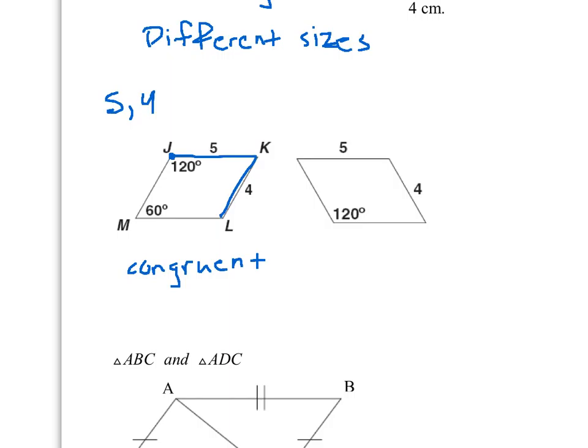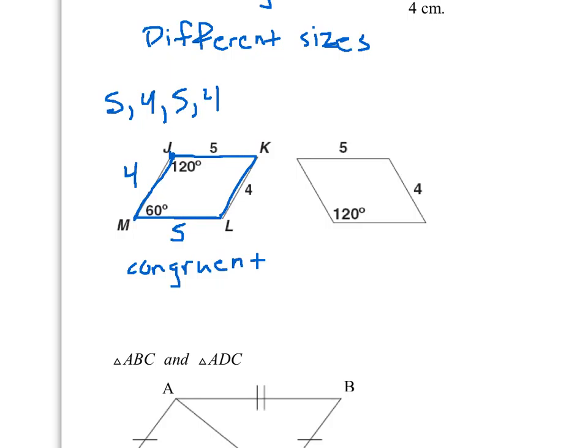Wait, what about this one? This one's not labeled. It's 5 because what? Same as the top, because it's a parallelogram. 5, 4, 5, and this one is 4 because it's a parallelogram. Alright? We also are going to check in on the angles.